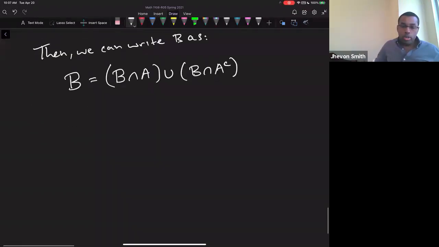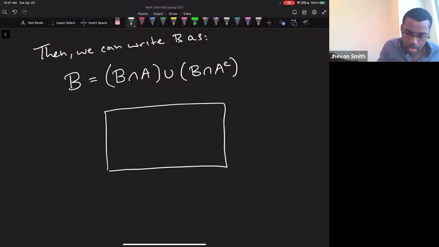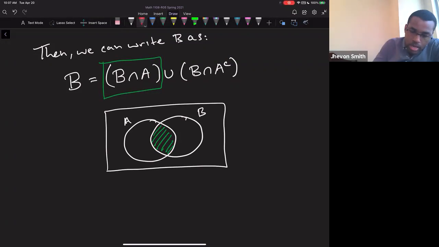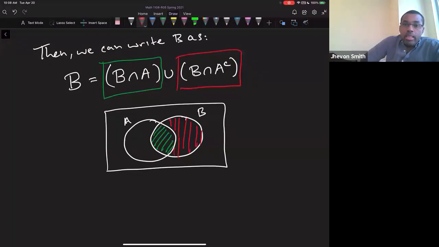So I can split a set into two parts, any set into two parts, based on its relationship to some other random set. You can see this in a Venn diagram, not as a proof, but just to illustrate. B intersected with A is going to be this part right here. And then B intersected with A complement is going to be this part right here. Notice that I can think of the set B as being the red portion and the green portion union together. And so that's where this equation comes from.